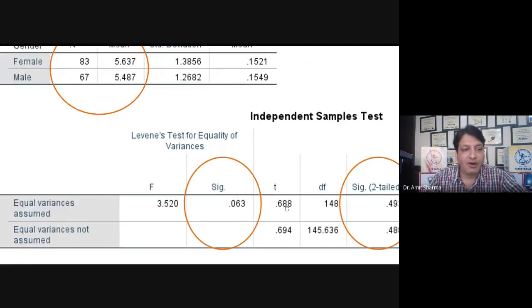So what we are going to get in this table, the first box will be the Levene's test for equality of variance.